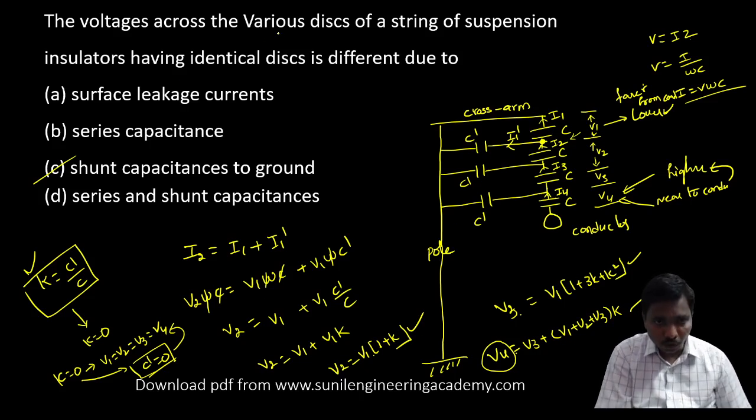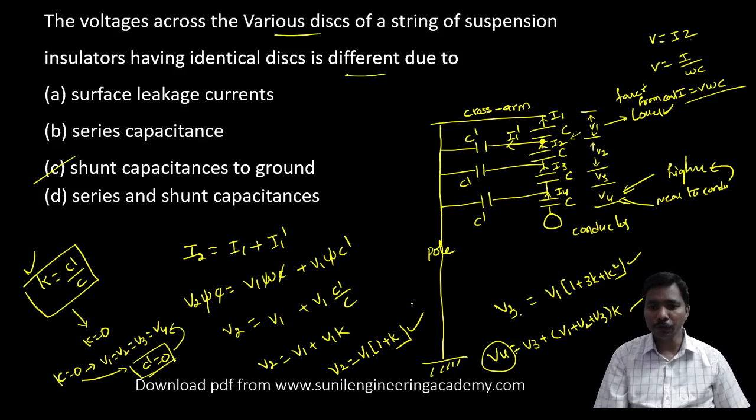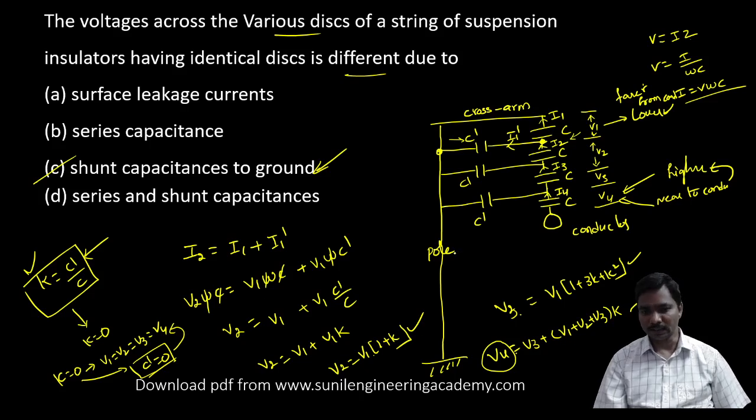Correct? So the voltage across the various discs of the string of suspension insulators is different due to this K factor, that is, due to C dash. C dash is the mutual capacitance, or capacitance between the pole and the insulator disc. This pole is connected to ground, so you can take it as a shunt capacitance to the ground.